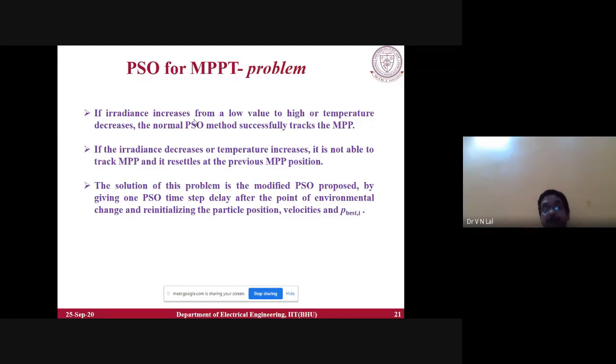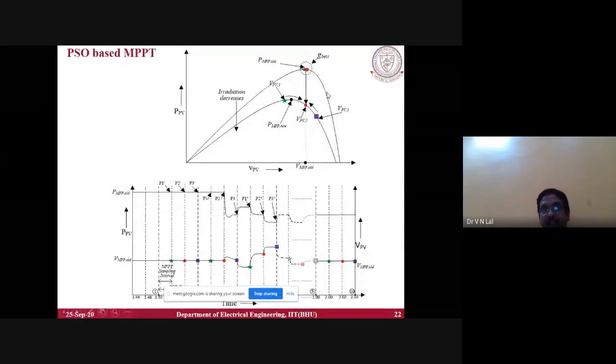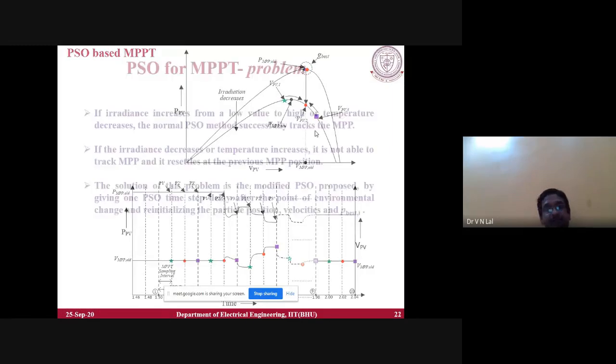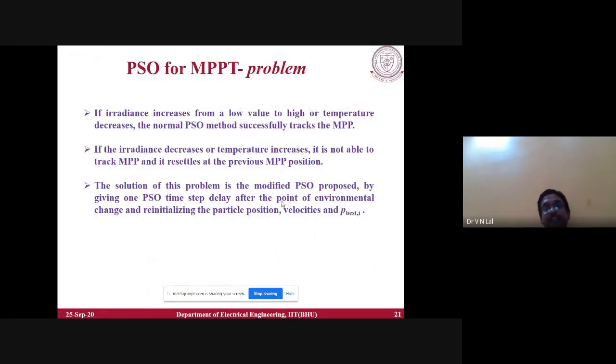But if all of a sudden irradiance is decreased, or temperature is increased, the new characteristic will be this one. This is the previous characteristic, and all of a sudden irradiance is decreased, so this new characteristic is there. Then what will happen? There will be some problem, and normal PSO is not able to track the new MPP position. It will resettle to the previous MPP position. There is a solution. The solution is written here in the third line, but before that I would like to discuss that problem.